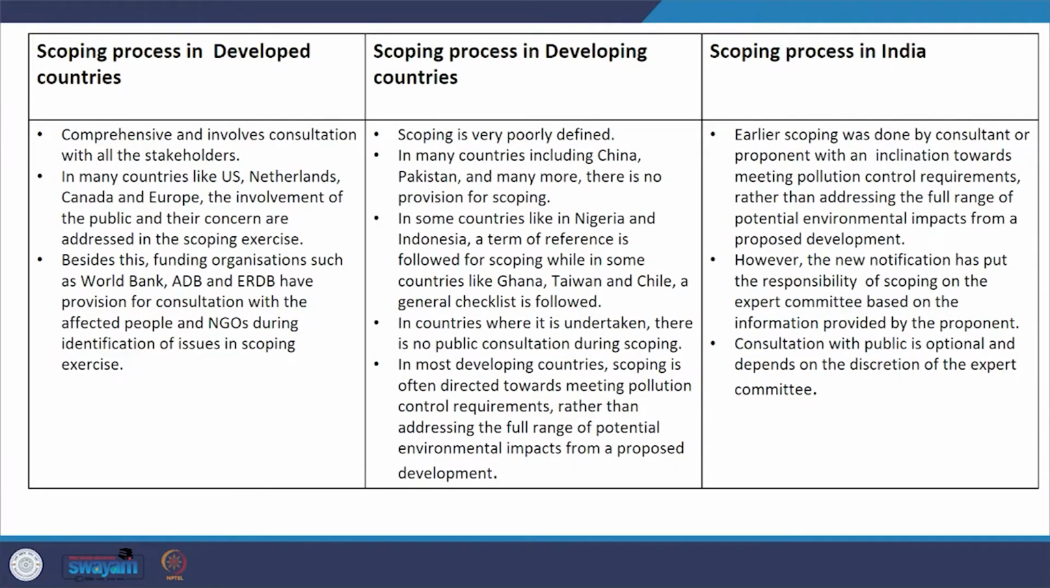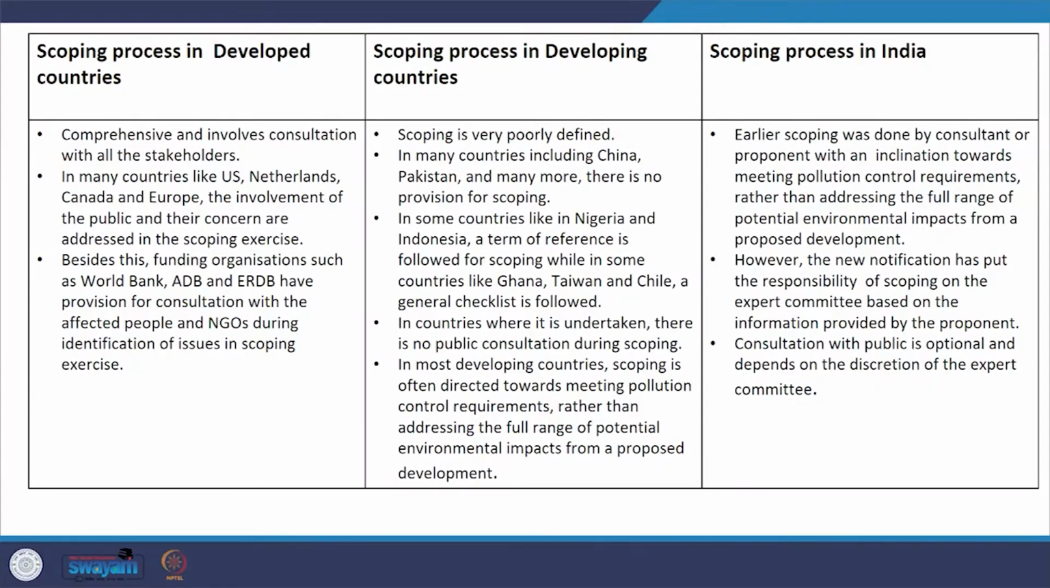By looking at the developing countries, the review suggests that it is really poorly defined, and in many countries, including China and Pakistan, there is no provision for scoping. In some countries like Nigeria and Indonesia, a terms of reference (TOR) is followed for scoping, while in some countries like Ghana, Taiwan, and Chile, a general checklist is followed. In countries where it is undertaken, there is no public consultation during scoping. In most developing countries, scoping is often directed towards meeting pollution control requirements.